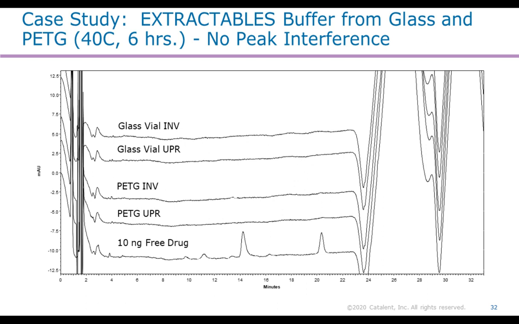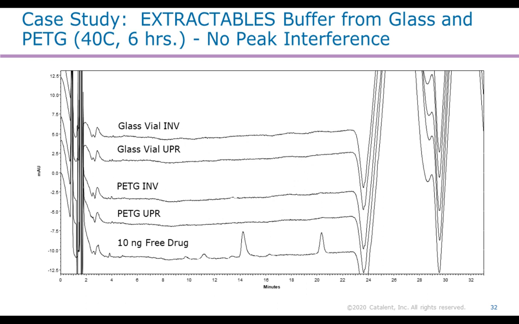This is an overlay of buffer in the 10R glass vials and the 5 ml PETG bottles, both inverted and upright, after 6 hours at 40 degrees Celsius. The other leachable conditions were not evaluated because they also showed no interference in the profile. This is the most extreme condition, and since there's no apparent extractable peaks that interfere, we're comfortable just showing these.